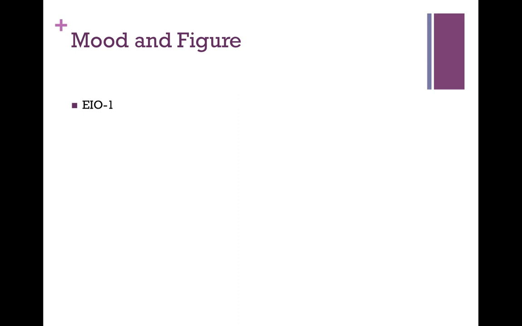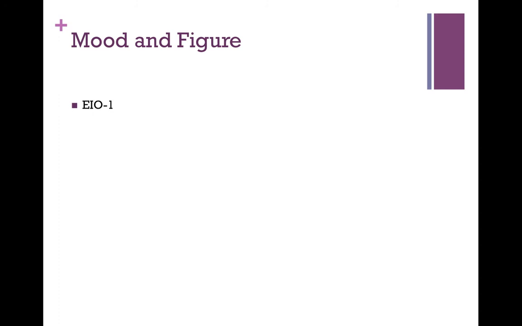And in this example, I want to work in the opposite direction. Suppose that you were given the mood and figure of the argument first, and you had to figure out how the argument was structured. So I said, hey, we're dealing with an EIO-1 argument. How would you go about reconstructing this?